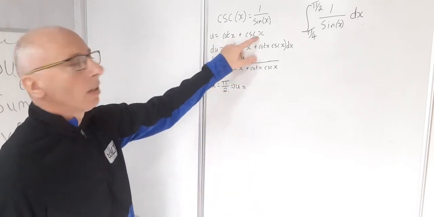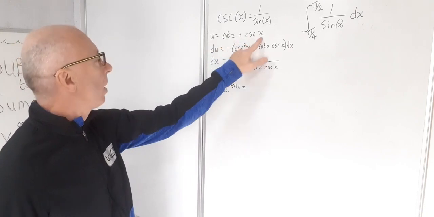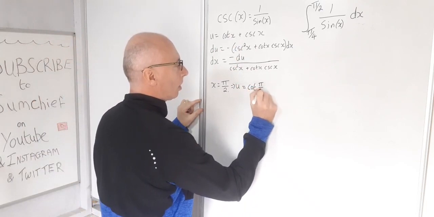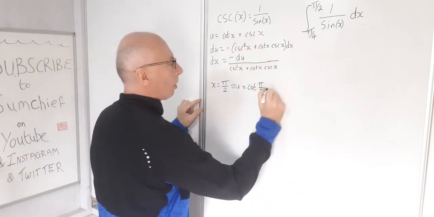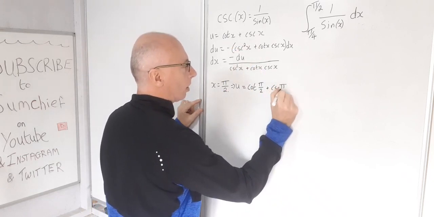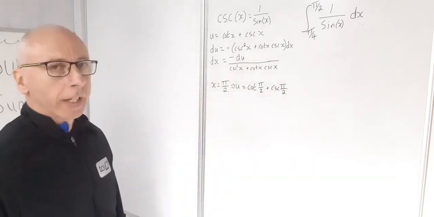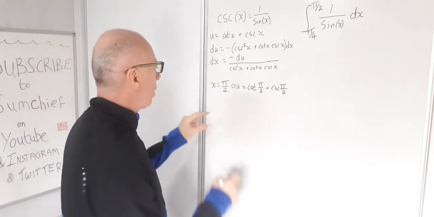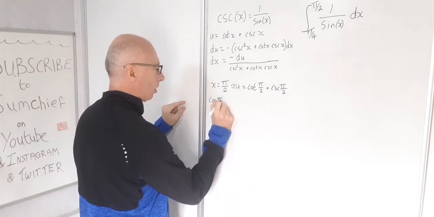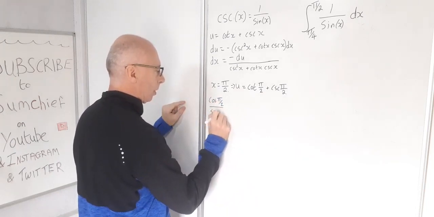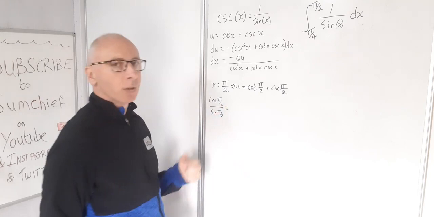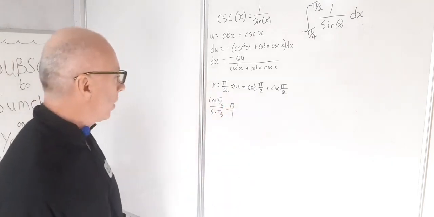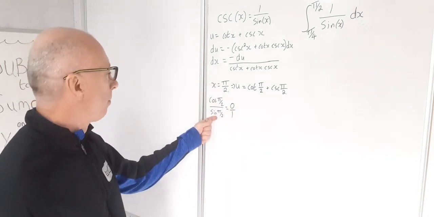whatever the values of x are in this u. So we need to plug in pi over 2 into this. So cotangent pi over 2 plus cosecant pi over 2. Okay, well, cotangent pi over 2 we know is cosine of pi over 2 divided by sine of pi over 2. Now cosine of pi over 2 we know is 0, so we're going to get a 0 over 1 situation there. Sine of pi over 2 we know is 1.